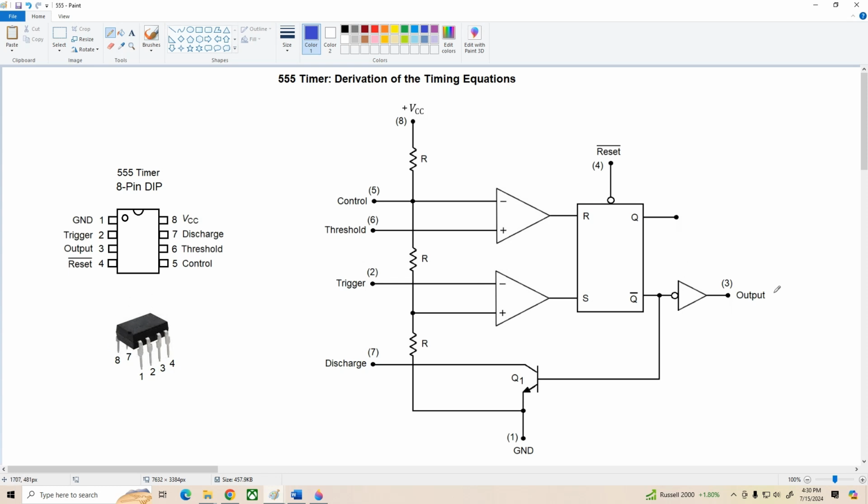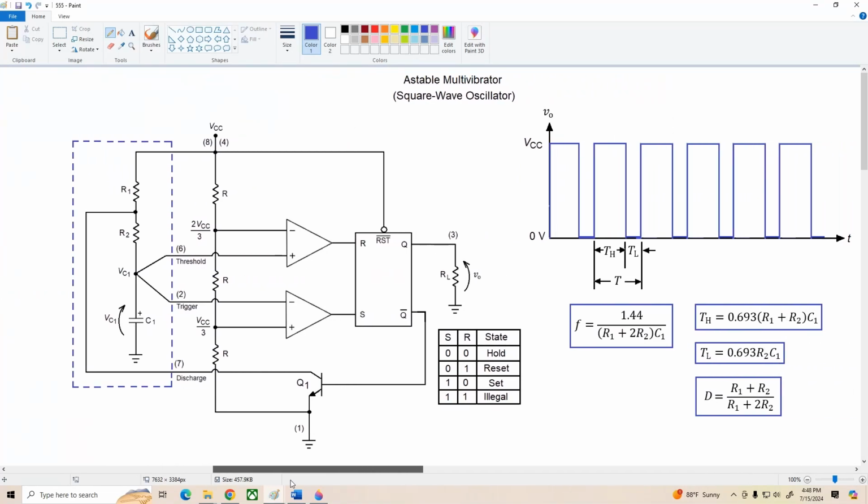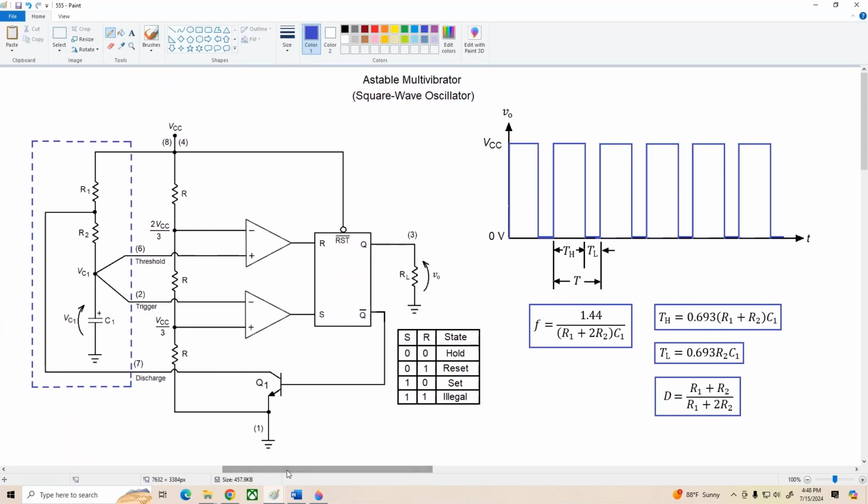All right, let's go on over to the next slide and look at how this thing is used as an astable multivibrator. All right, so to configure the 555 as an astable multivibrator, we add these 3 external components, R1, R2, and C1. Over here I've added a load resistor that's referred to ground.